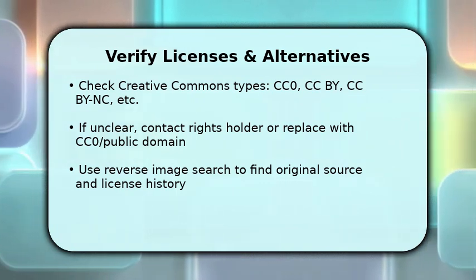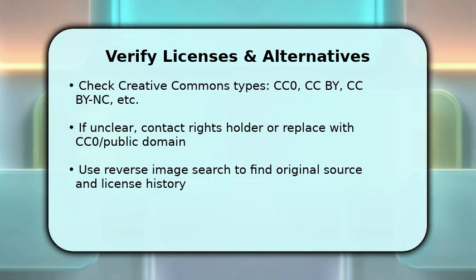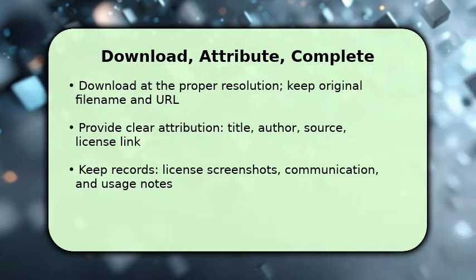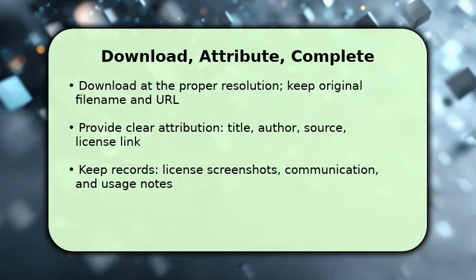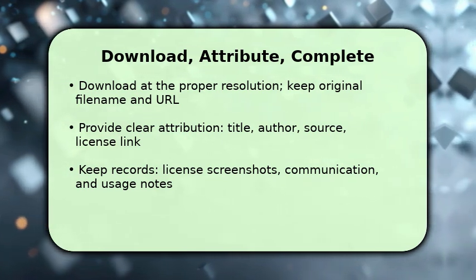You're ready to download and implement the image. Save the highest usable resolution and preserve the original file name and source URL for records. When you use it, add an attribution line showing the title, creator, source, and license link. Place it near the image or in credits.